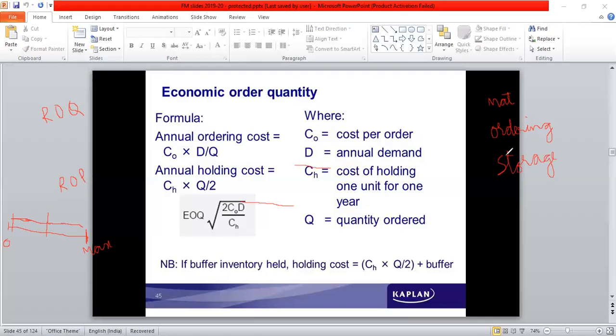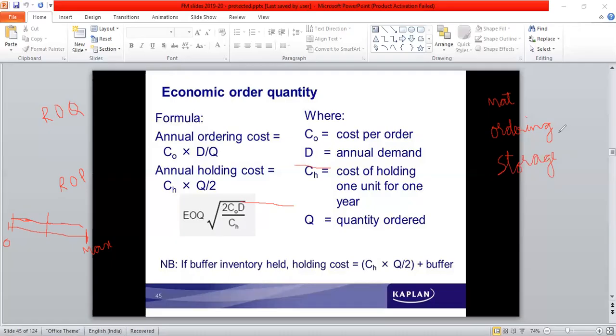So any tax paid, insurance paid, rent paid, and then measures taken to store the material, all of them form a part of the storage cost. So now there should be a balance between what is ordering cost and what is storage cost.